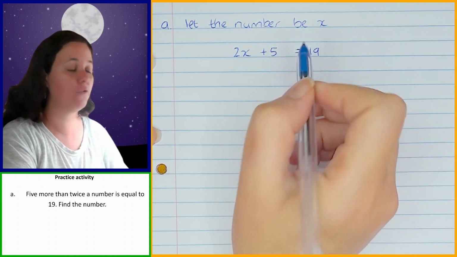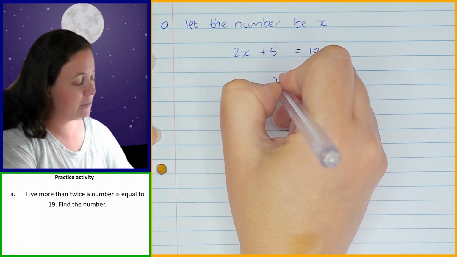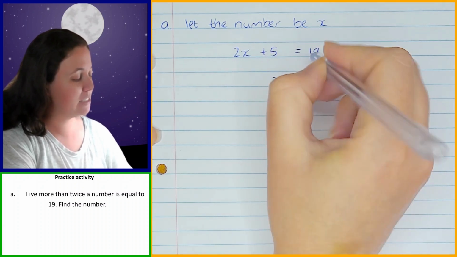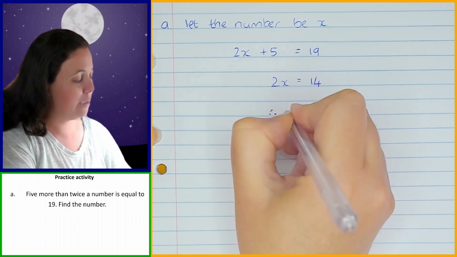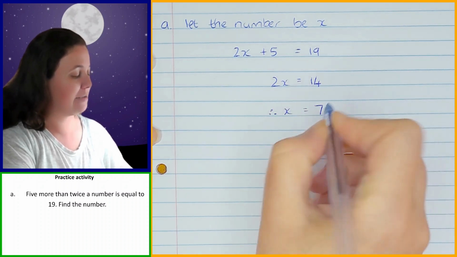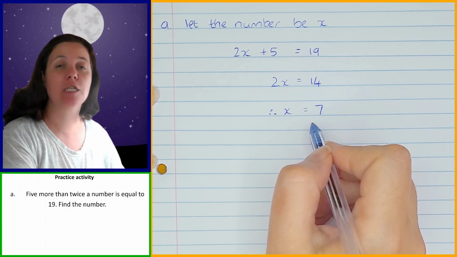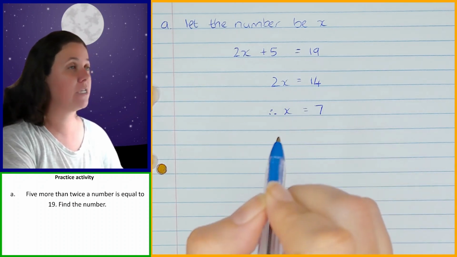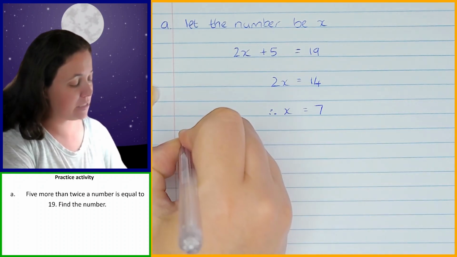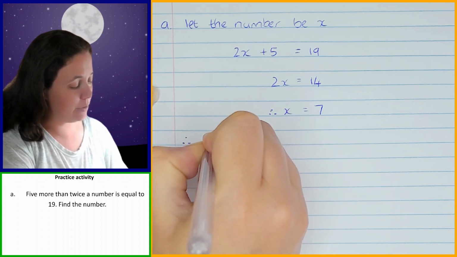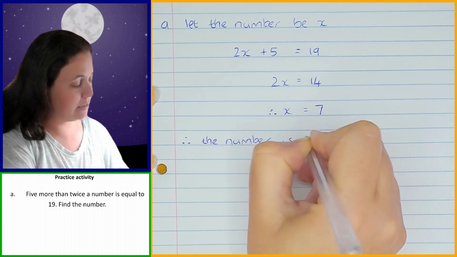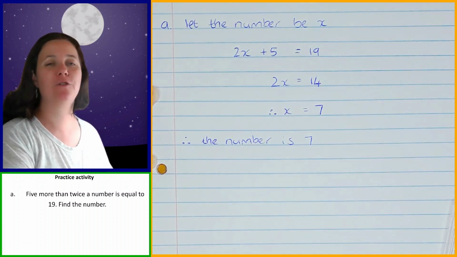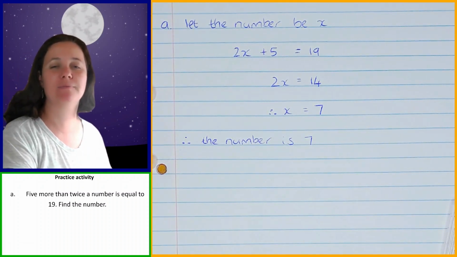Now I'm going to go and solve for x. So I have 2x equals 19 minus 5, which is 14. And then I'm going to divide by 2. So therefore, x is equal to 7. Okay, so now I've worked out what x is. So I need to go and answer the question. The question was find the number. So now I'm going to go and say, therefore, the number is 7. Okay, so that you should have got for question A. Let's go on to question B.